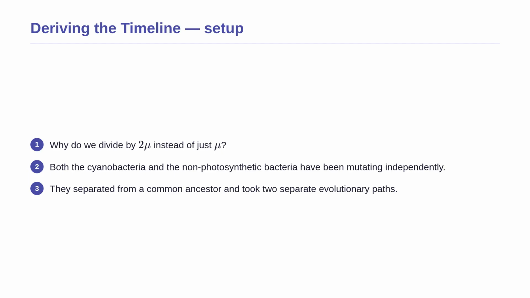Now that we have calculated the time, let us understand the mathematical reasoning behind the formula, specifically why we divide by 2. When the cyanobacteria and the non-photosynthetic bacteria split from their common ancestor, they did not just take one path. They took 2 separate evolutionary paths. Both lineages have been mutating independently since that exact moment of separation. This chunk of our derivation establishes that the total genetic divergence we observe today is the sum of mutations accumulating on both branches of the evolutionary tree simultaneously.